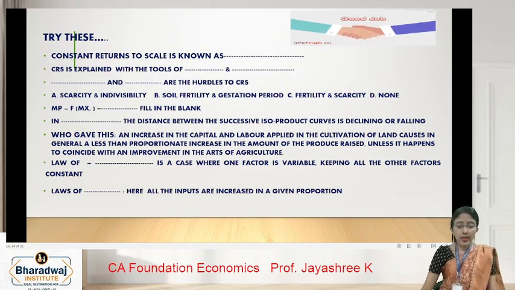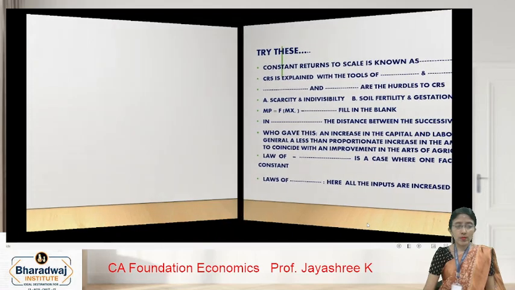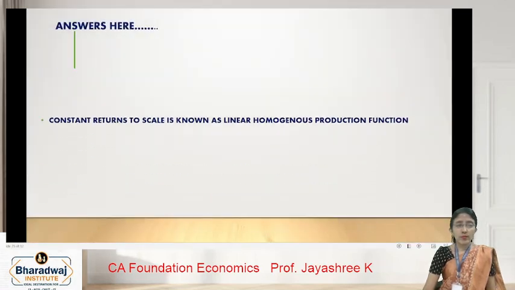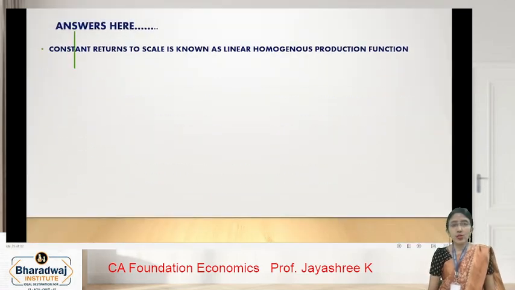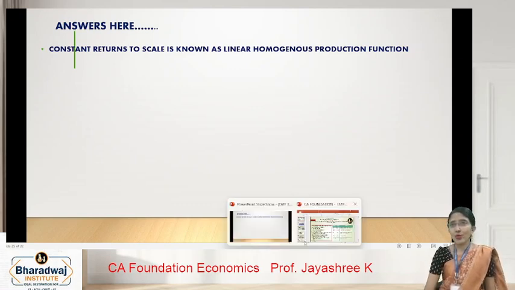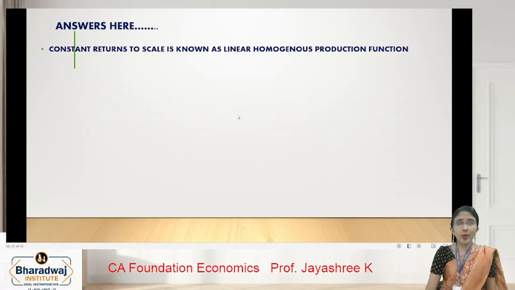Okay, let's get into it. Look at the answers now. Constant returns to scale is known as linear homogeneous production function. That is the economist definition of constant returns to scale. Repeated question. Linear homogeneous production function. Okay, anybody got it right? Remembered? Very good. That's fantastic.